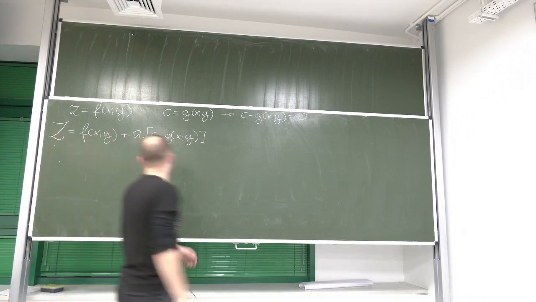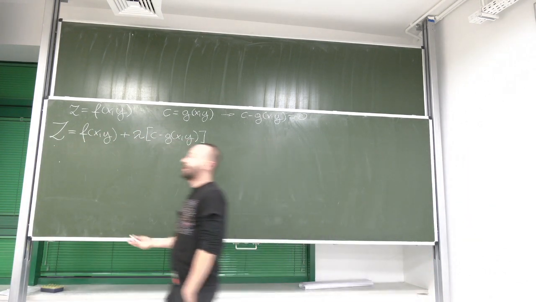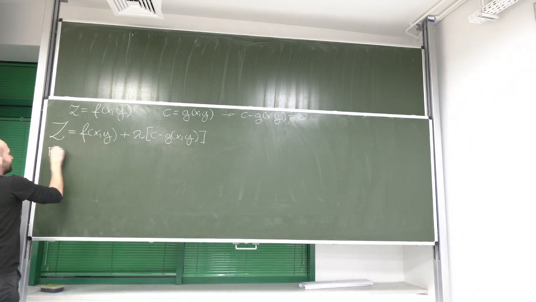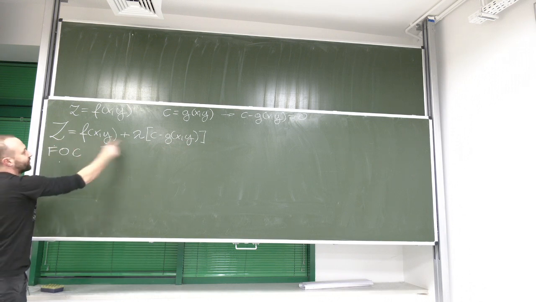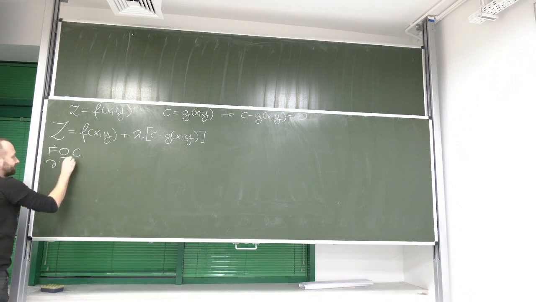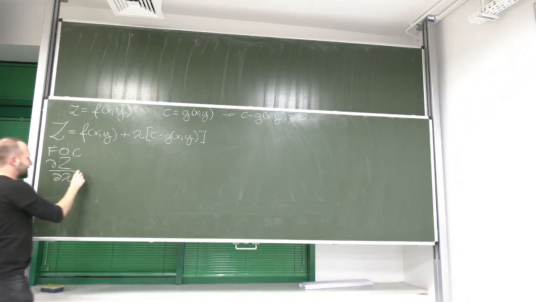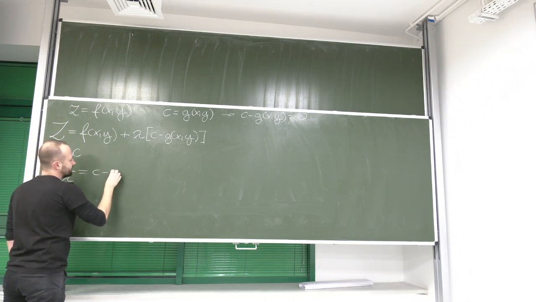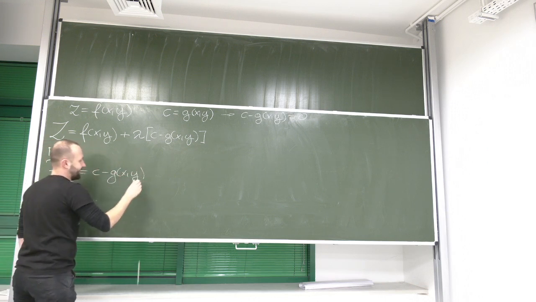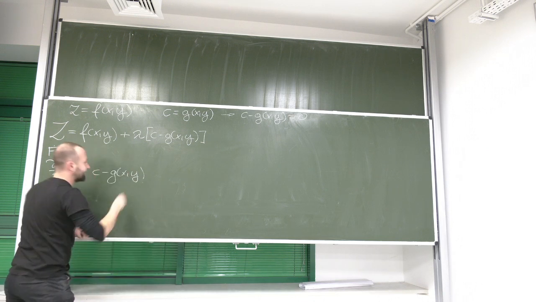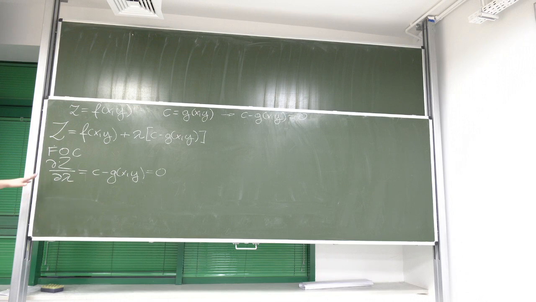And how were we doing it? First, of course, we needed to use first order condition based on first derivatives. So, what were we supposed to do here? First, we differentiate this equation with respect to lambda. We get c equals c minus g xy, and this, of course, needs to be equal to 0.